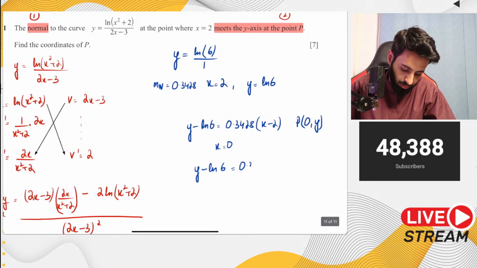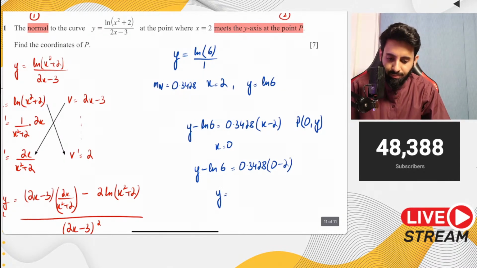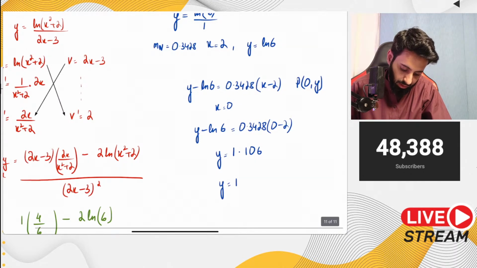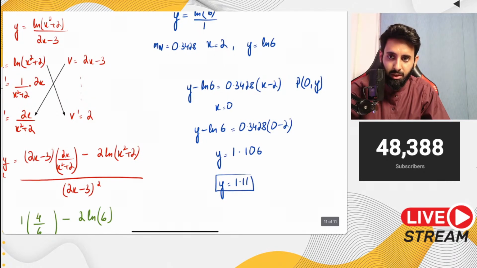So 0.3428, 0 minus 2. Now this part I will solve using a calculator straight away. So gradient hai, okay, multiply that by 0 minus 2 and then add ln 6. So here's what we're getting. We're getting y is equal to 1.106, and since it's your final answer, I will suggest that you round it off correct to 3 significant figures and you get y equals 1.11, which by the way is the correct answer.